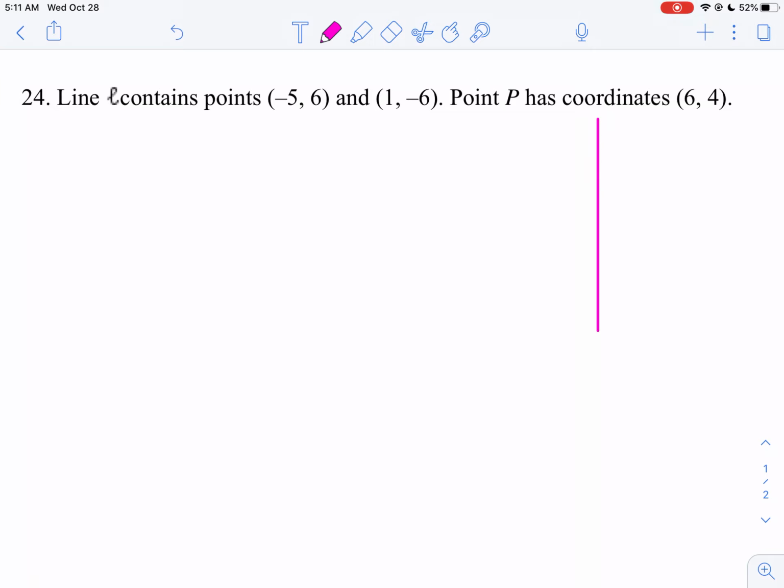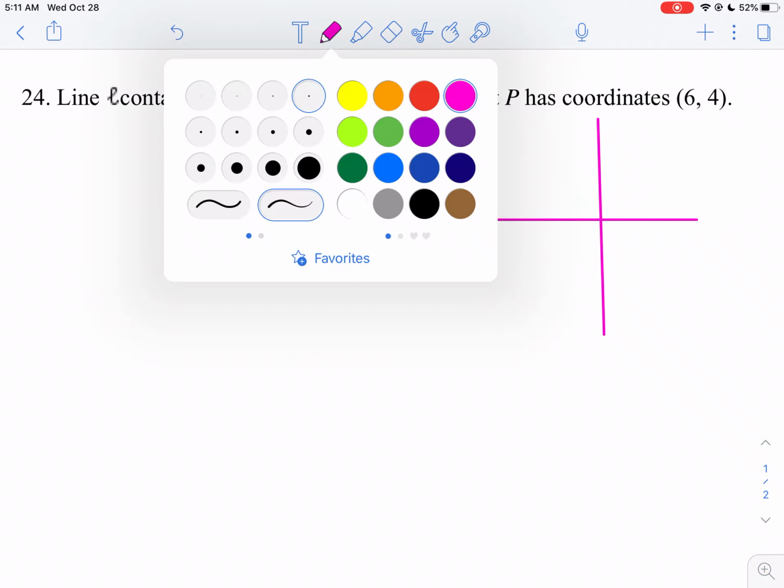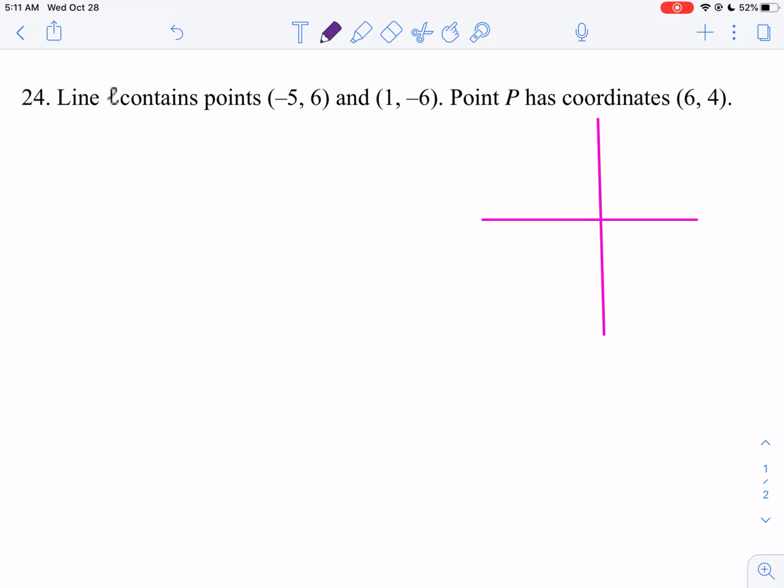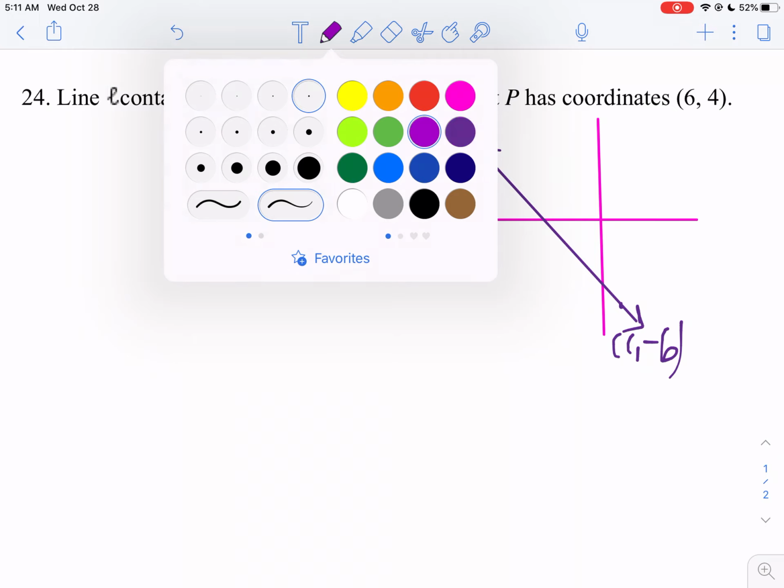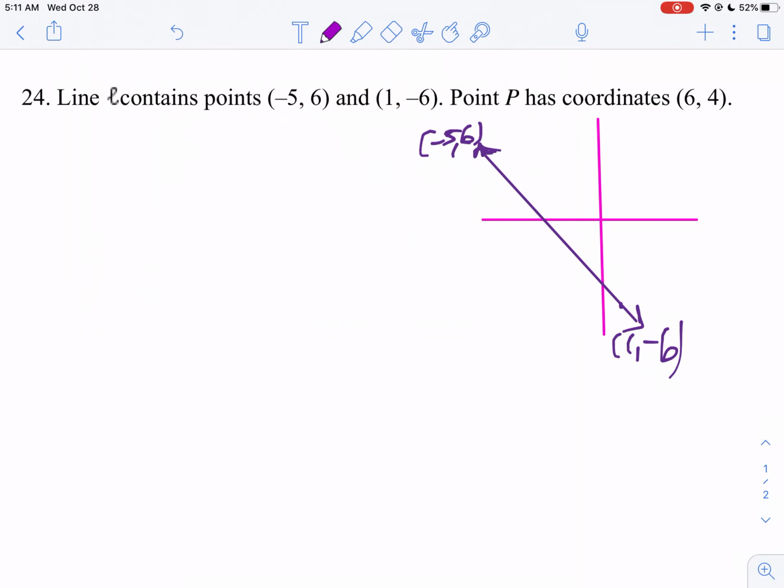It doesn't have to be perfect, but I want you to graph this so you can see where things correspond. So I've got -5, 6, and 1, -6. And I have a line going through those 2 points. And then I've got this other point, 6, 4, and I want to find the distance between this point and the line. Well, that distance is going to be a perpendicular distance.